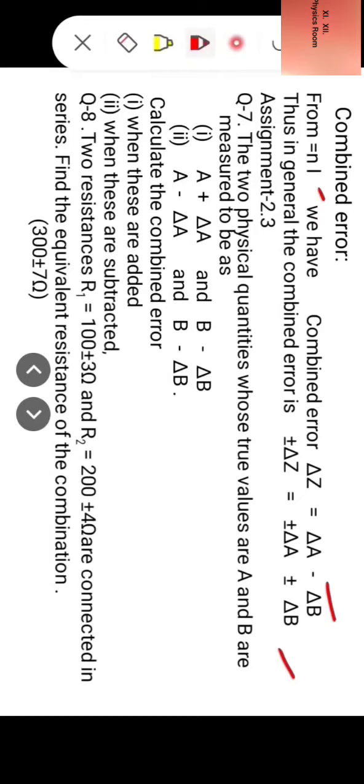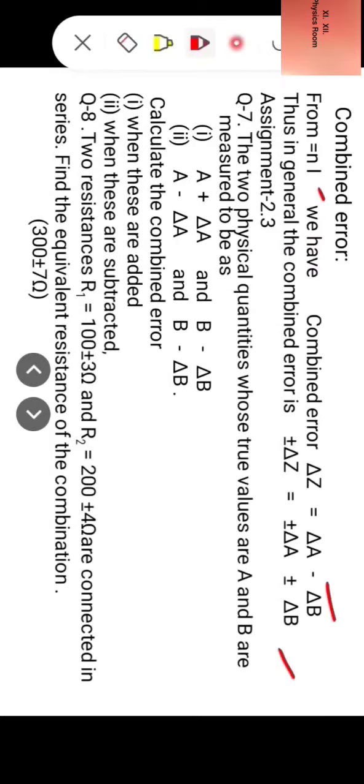Now, assignment 2.3 continued. Question number 7. The two physical quantities whose true values are A and B are measured to be as number 1, A plus delta A and B minus delta B. Second, A minus delta A and B minus delta B. Calculate the combined error when these are added, when these are subtracted.